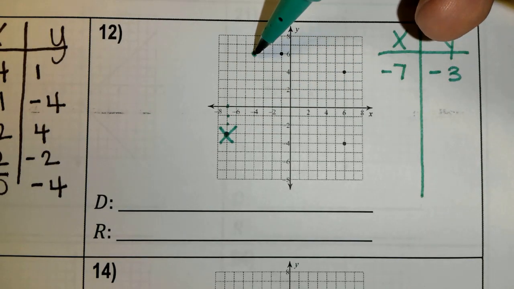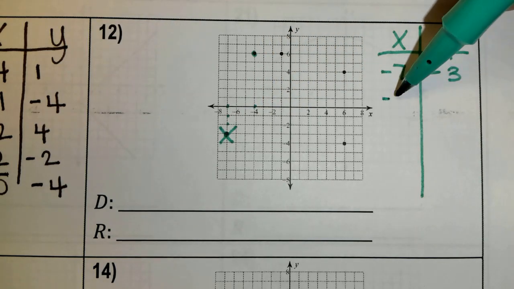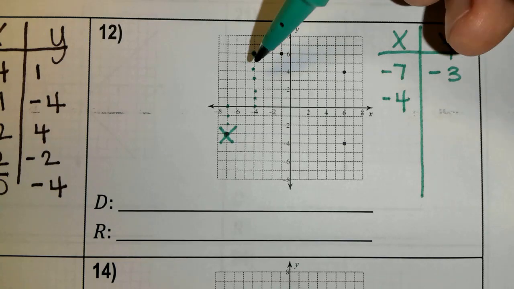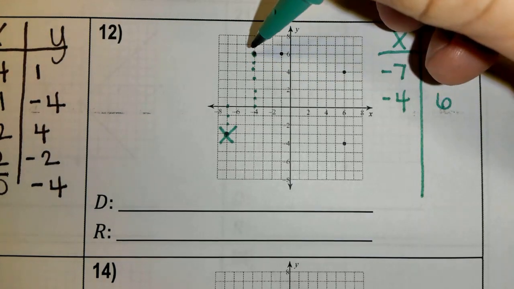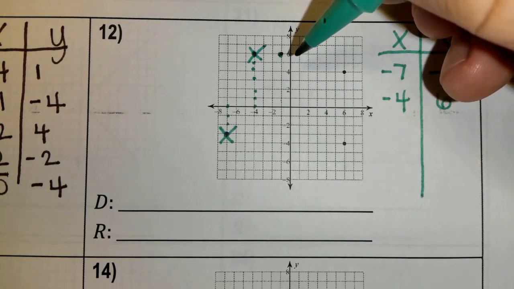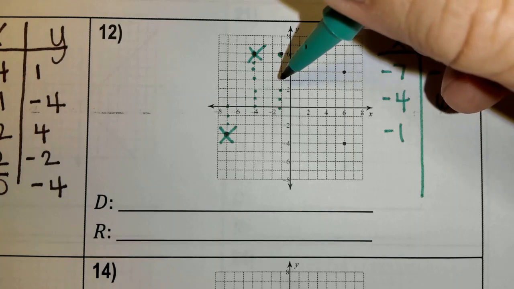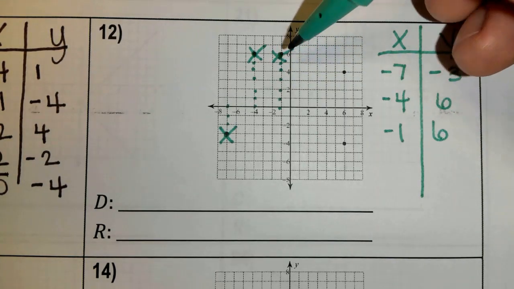Now I'm going to do this one right here. So I go -4, up 1, 2, 3, 4, 5, 6. Okay, so I did that one. Now I'm going to do this one. It's -1, up 1, 2, 3, 4, 5, 6. Okay, I did that one.